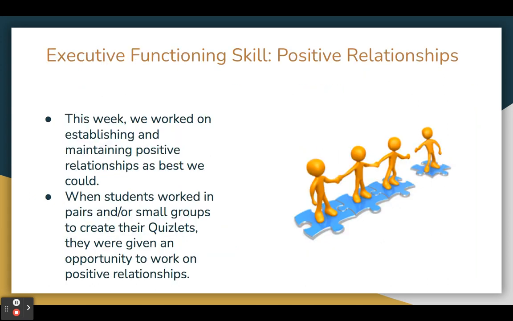Our executive functioning skill for the week was positive relationships. We worked on establishing and maintaining those relationships as best we could. When students worked in pairs or small groups to create their Quizlets for the level 1 formative, they were given an opportunity to work on those positive relationships.